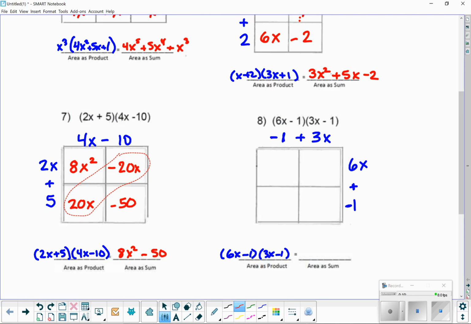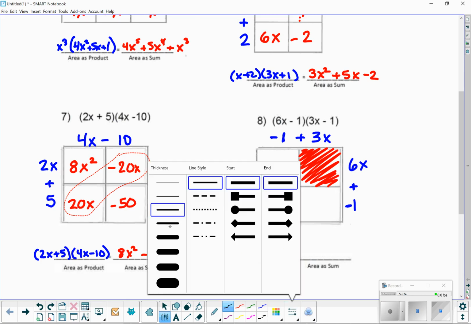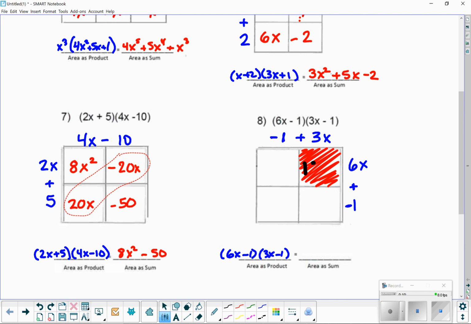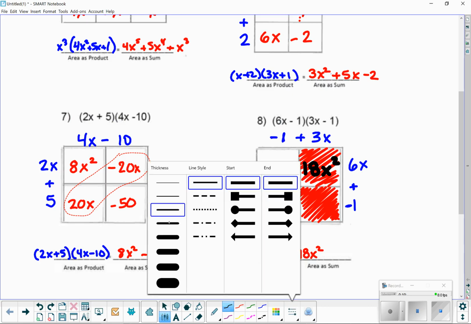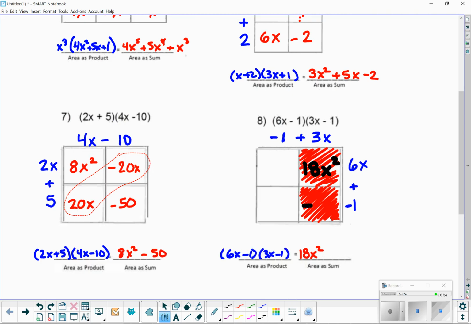So 6x and 3x. So we're looking at what goes in here. So 6x times 3x. That's going to get you 18x squared. So that's 18x squared. Next, we're going to figure out what goes in here. So I'm just showing you different ways that you can take into account what you've done. All right. So 3x times negative 1. 3x times negative 1 is negative 3x.